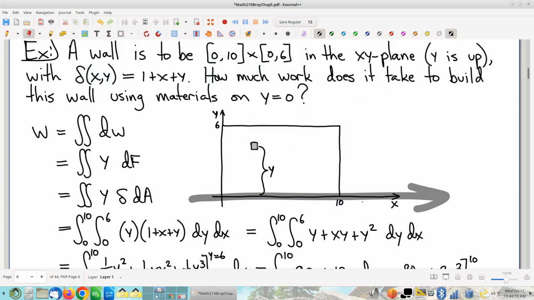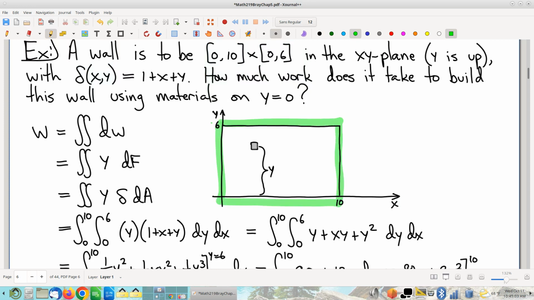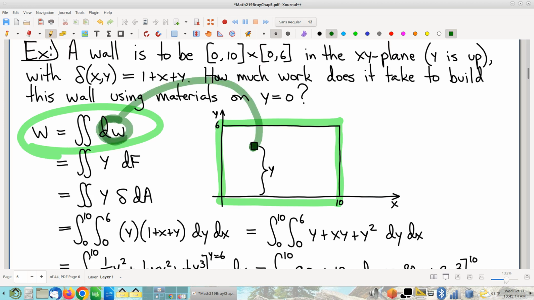Okay, so here's the idea. That's a hard question. But the whole is the sum of the parts, I claim. The grand total amount of work is the sum over all of the bricks of the amount of work that it takes to lift each brick. Yeah? Cool.